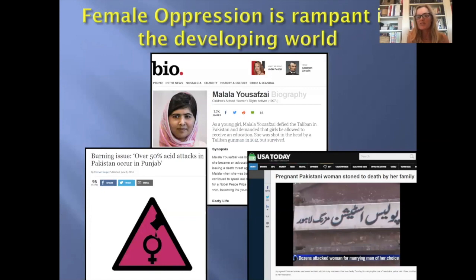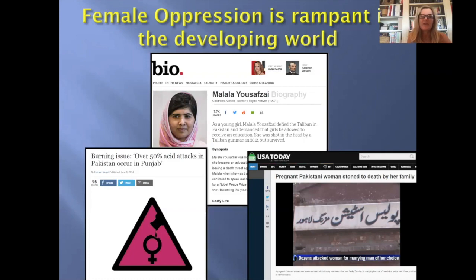I just highlighted 3 articles that I found in the paper. The top one, Malala, we all remember Malala, who all she wanted to do was get an education, and she was shot in the head. She just wanted to go to school. In the lower right-hand corner, I found an article about a pregnant Pakistani woman who was stoned to death by her own family for dishonoring them. Something she didn't even do, but she bore the brunt of this loss of face of their family.